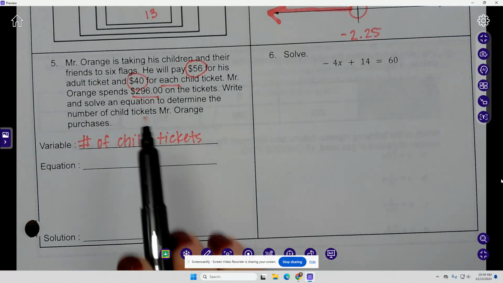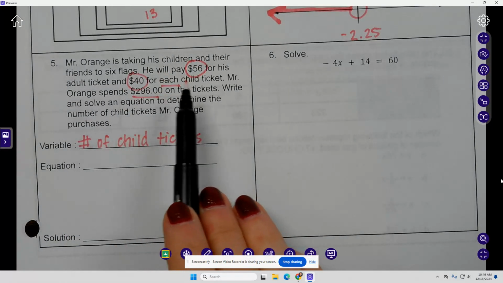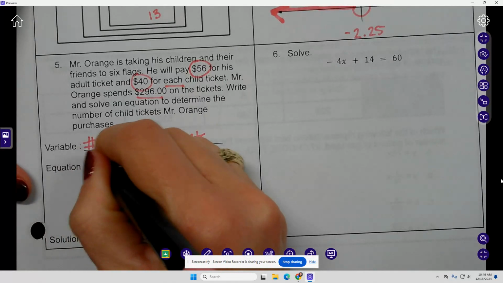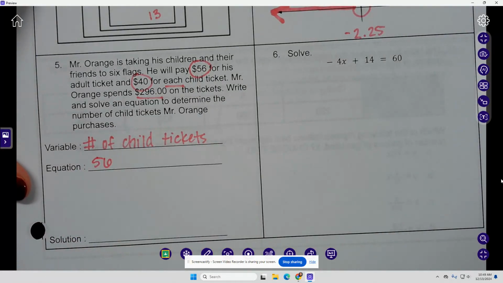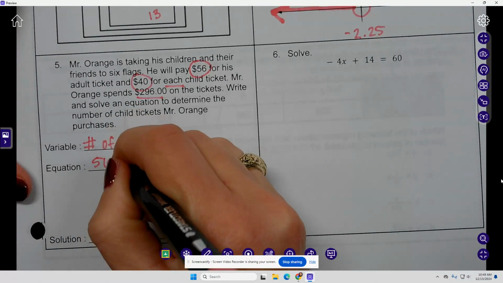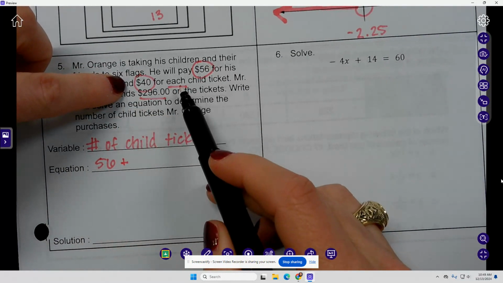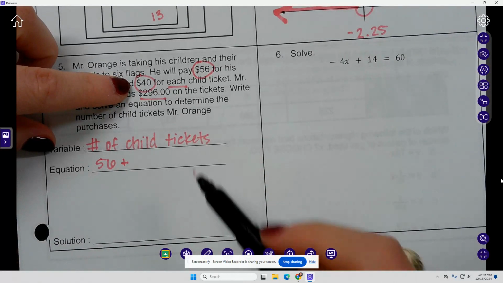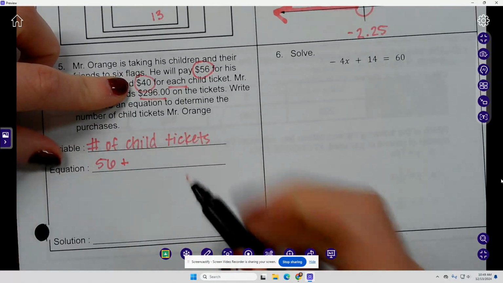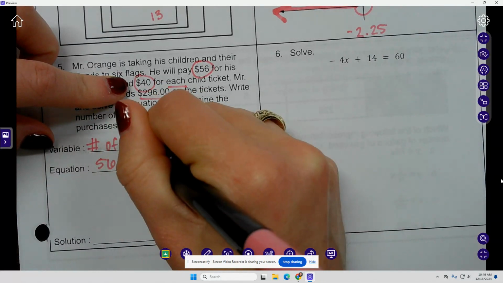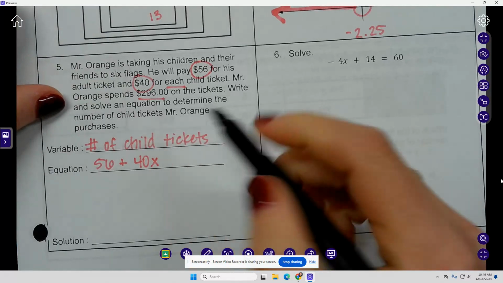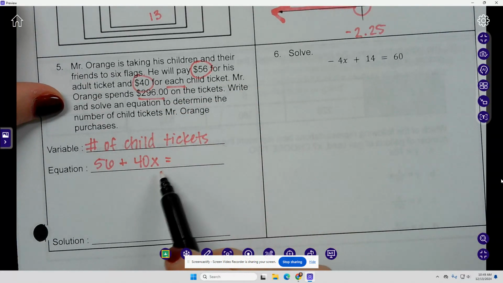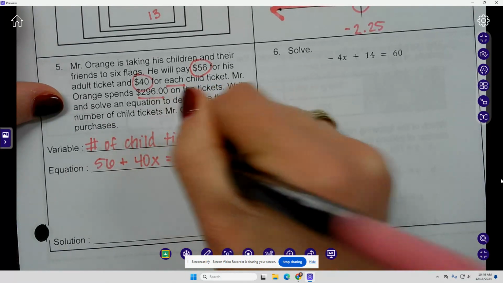So my equation here, I'm going to read from the start. He will pay $56 for his adult ticket. So he only is getting one adult ticket, so that's $56. And so plus $40 each. Now remember, anytime we see the word each or per, that's where the variable goes. That's where the x goes. So in this case, the x is going to be attached to 40. And then Mr. Orange spends $296. So for the $56 and all the children's tickets, that's going to equal $296.